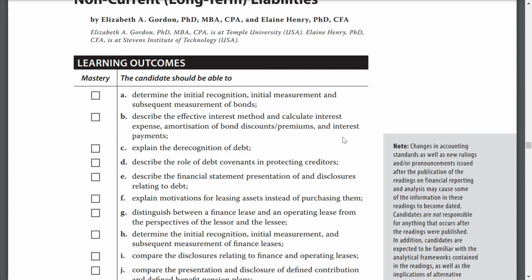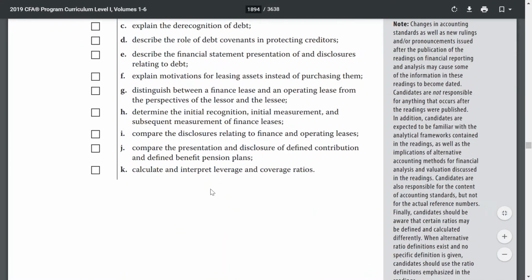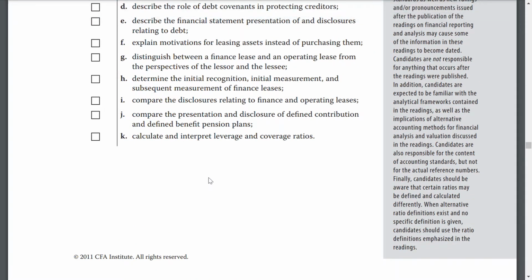debt, describe the role of debt covenants in protecting creditors, describe the financial statement presentation of and disclosure related to debt, explain motivations for leasing assets instead of purchasing them, distinguish between a finance lease and an operating lease from the perspectives of the lessor and a lessee, determine the initial recognition, initial measurement, and subsequent measurement of finance leases, compare the disclosures related to finance and operating leases, compare the presentation and disclosure of defined contribution and defined benefit pension plans, calculate and interpret leverage and coverage ratios.